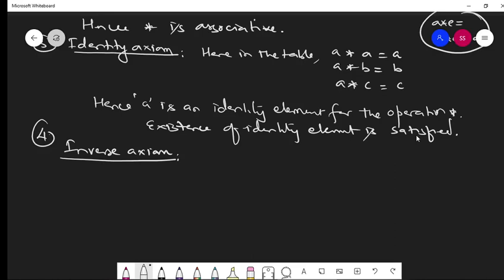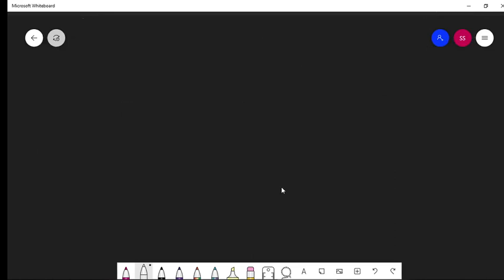Now all the axioms are satisfied, therefore asterisk forms a group. Asterisk forms a group.